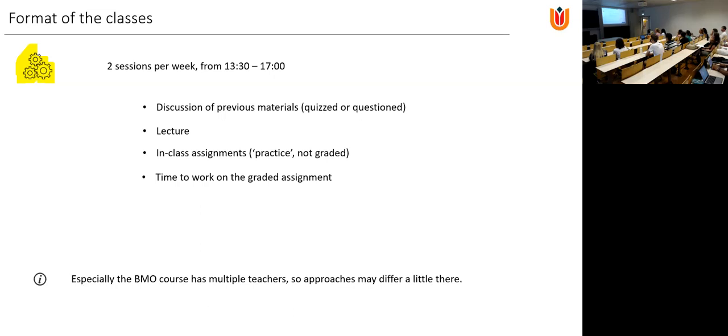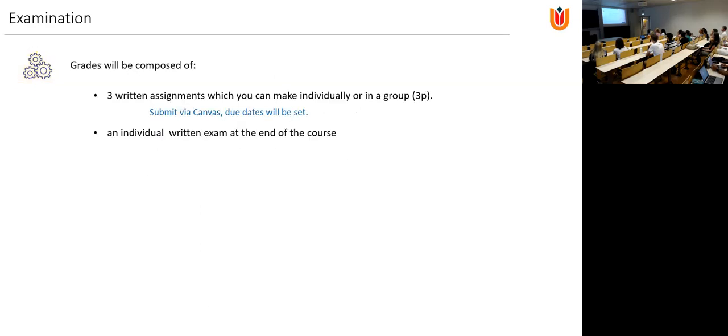That brings me to the next slide. Your final grade will be composed of 3 written assignments, which you can make individually or in a small group, and an individual written exam at the end of the course. They all count for 25% of your grade. But for the individual exam, you have to have a passing grade. After that, we calculate the average of the assignments.